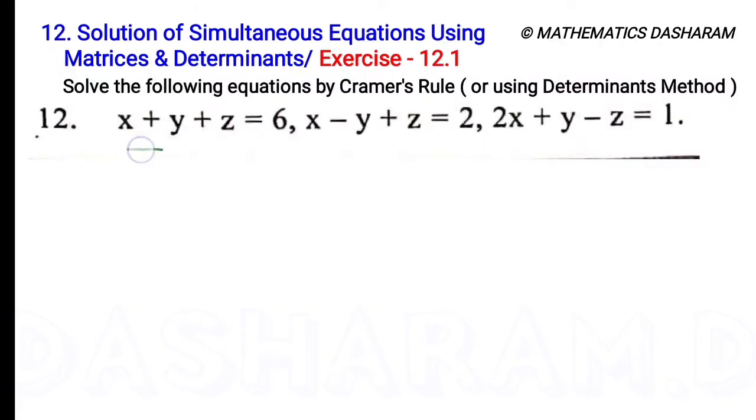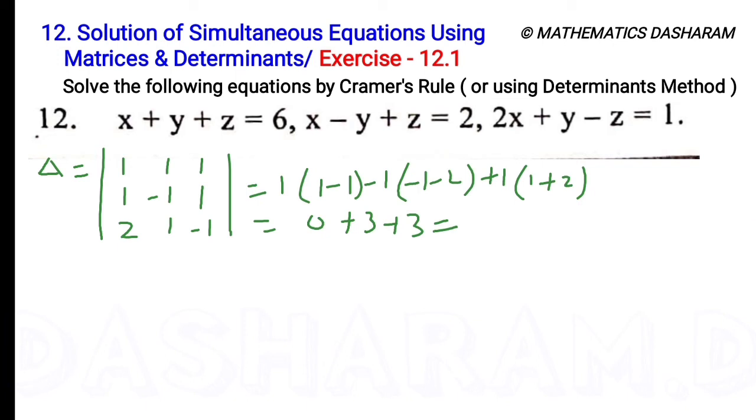12th question: x plus y plus z equals 6, x minus y plus z equals 2, 2x plus y minus z equals 1. Let's form the delta matrix. It has the coefficients of the first equation 1, 1, 1; the second equation 1, minus 1, 1; the third equation 2, 1, minus 1. Let's find its determinant. So it is equal to 6. It is not equal to 0, so the given equations are consistent.